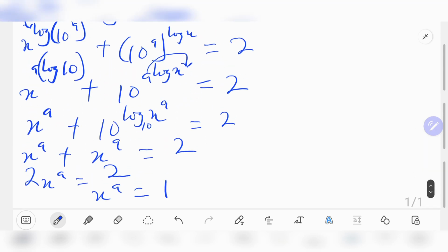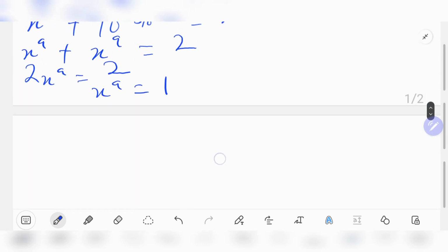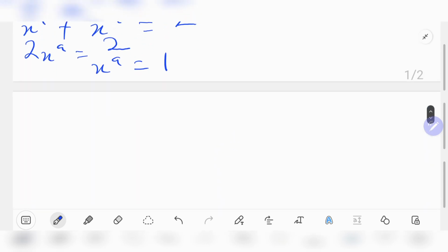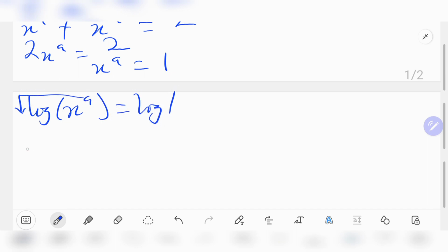Now we now have x power a as 1. From here we are going to take log on both sides of the equation. So we get this equals log 1. This a travels to this side. So we get this equals, log 1 is the same thing as 0.